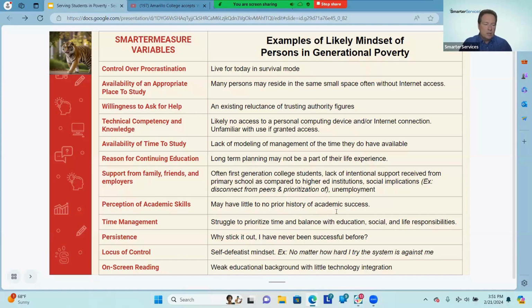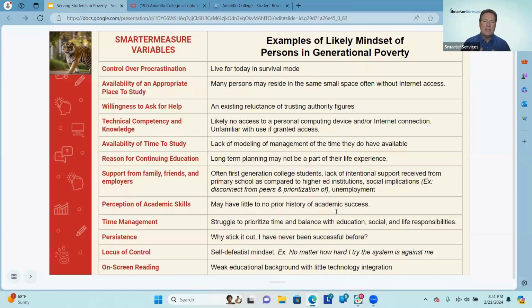Perception of academic skills. It may be that they've never really had good success academically. So be their advocate. Help them get that first passing grade. Man, if they make a C, let's have a party, right? Maybe if you've got a success center like Amarillo College had, at the end of semester when grades come out, have a pizza party, and everybody that passed their class, they get to come have some pizza.